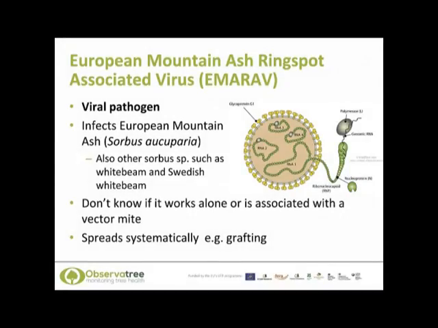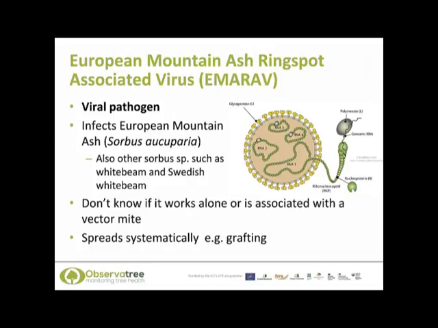I'm now going to move on to the only viral pathogen we are covering this year, which is European mountain ash ring spot associated virus. There is a diagram of a typical viral particle on this slide. This virus affects our European mountain ash, which is Sorbus aucuparia. As far as we know, it doesn't affect other closely related Sorbus species, such as Sorbus aria, the whitebeam, and Sorbus torminalis, the service tree.